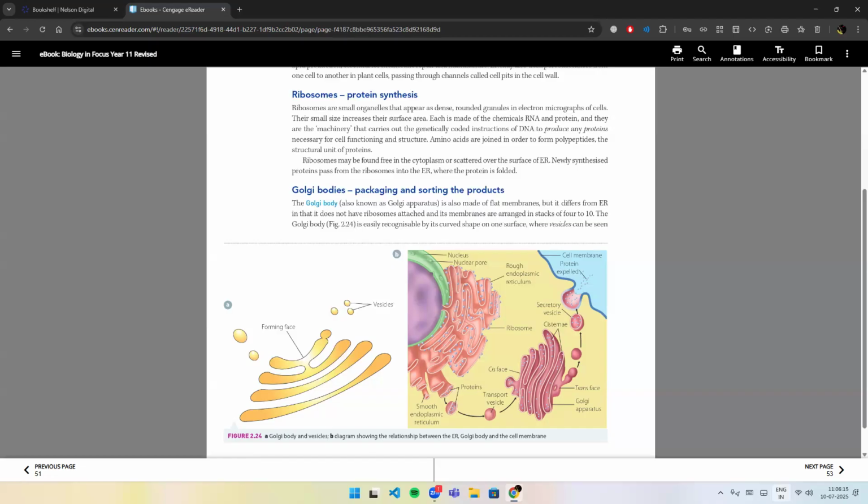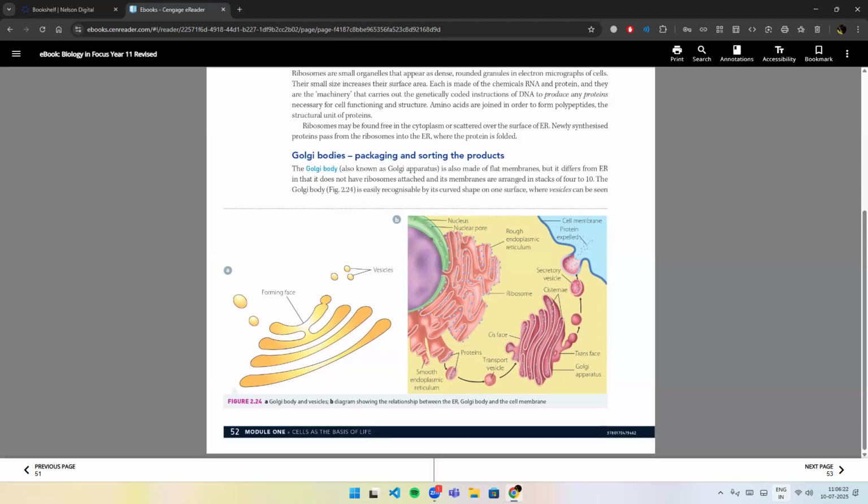Amino acids are joined in order to form polypeptides, the structural unit of proteins. Ribosomes may be found free in the cytoplasm or scattered over the surface of ER. Newly synthesized proteins pass from the ribosomes into the ER where the protein is folded.